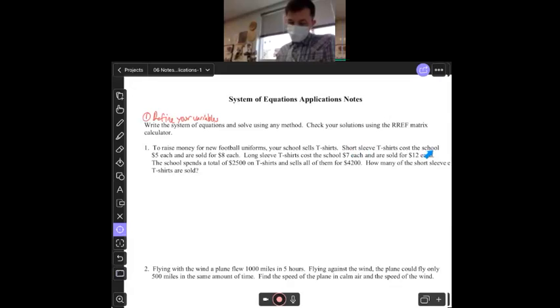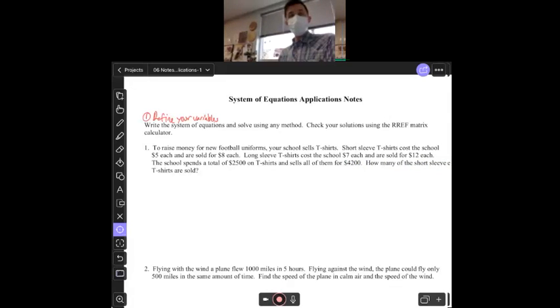Short sleeve T-shirts cost the school $5 each and are sold for $8. Long sleeve T-shirts cost the school $7 and are sold for $12. School spends a total of $2,500 and sells them for $4,200. And then there's the question: how many short sleeve shirts were sold? Okay.